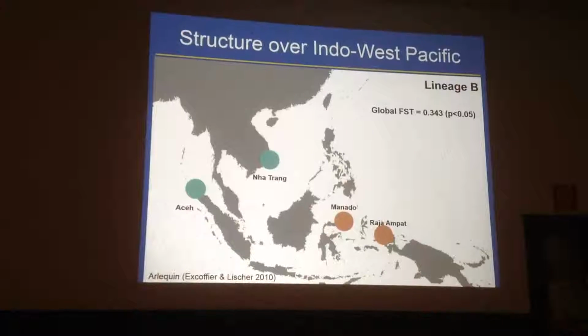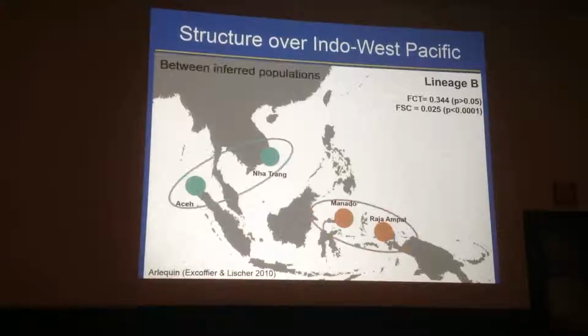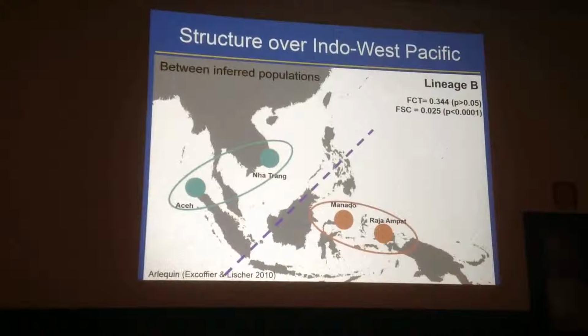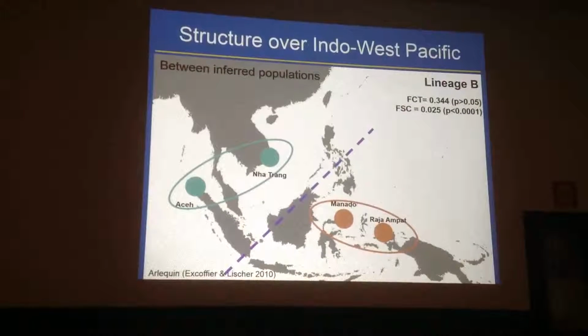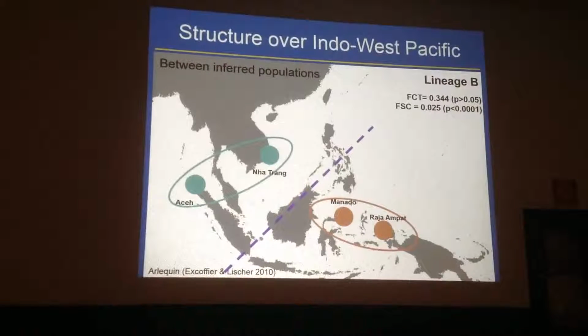And lineage B is characterized by pretty high global FST. And when we break this down, we see that this high FST originates from comparing between these 2 populations. Whereas when we look within the populations, FST is much lower. So we have much lower differentiation between individuals within a population.